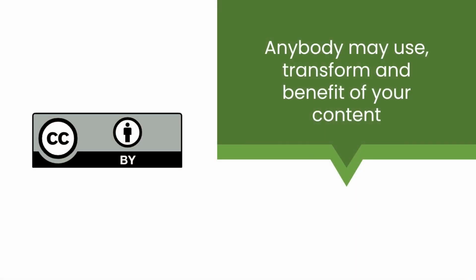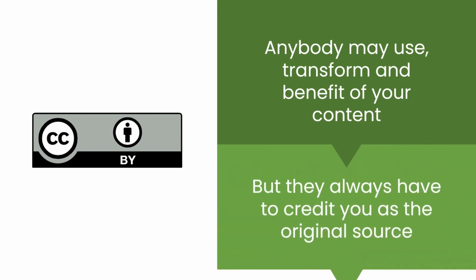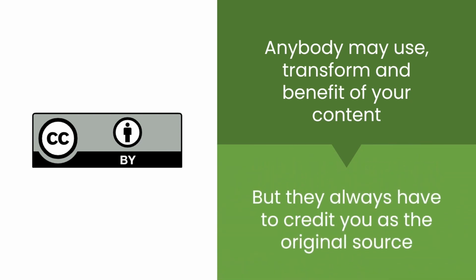Second, the attribution license, also called Creative Commons by. Content published under this license may be used and transformed by anyone for any purpose as long as they attribute it to you, meaning they have to credit the creator of the content, you, as the source. This is a very flexible license that still ensures that your name and business, if you want, will always be mentioned.